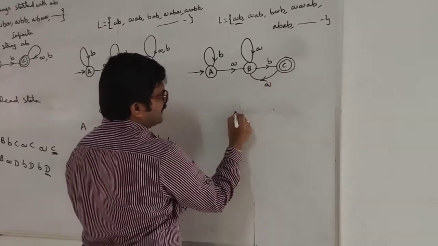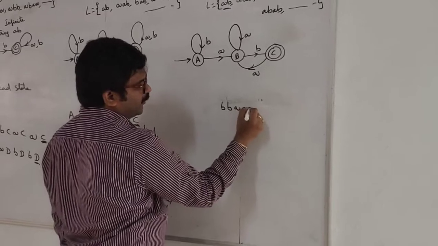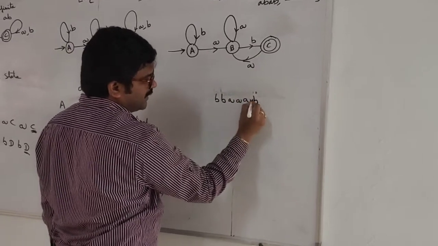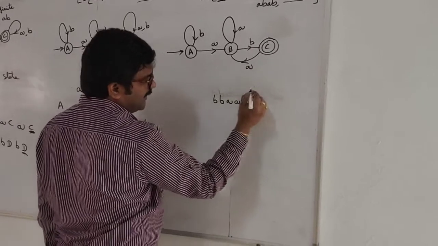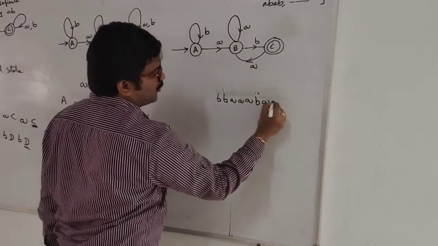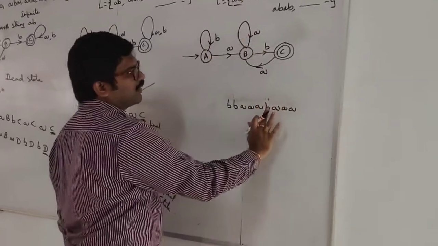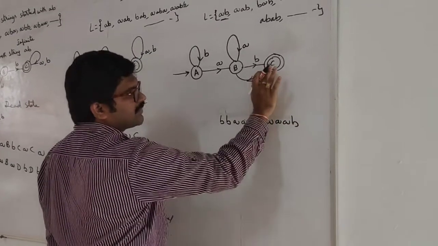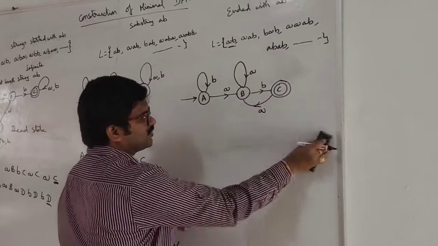So let us write here, some B's are there, then you are getting A, and because of the self loop some A's you are getting, and then you are getting B, and then from C, because of this transition you are getting A. Then after that, if you have a self loop, you may get some A's, otherwise you will get only A, then you are getting B. That means the ending is B. There is no problem, right? Therefore, you can give a transition like this.